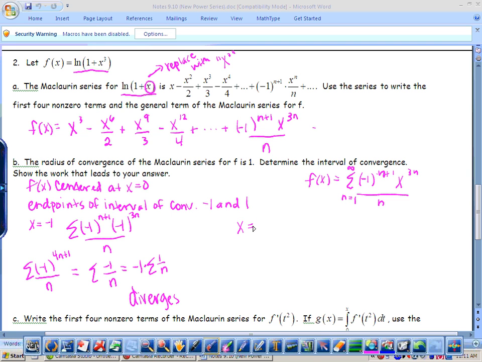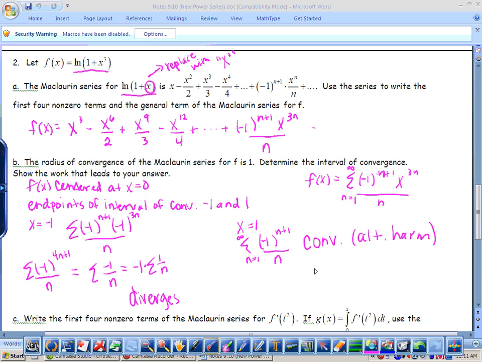All right, the other endpoint is at x equals 1. Unfortunately, this one is easier to deal with. All right, so n equals 1 to infinity of negative 1 to the n plus 1. And then 1 to the 3n power, no matter what, is always just going to be 1 over n. So does negative 1 to the n plus 1 alternate? Yes. So I have the alternating harmonic, which converges.